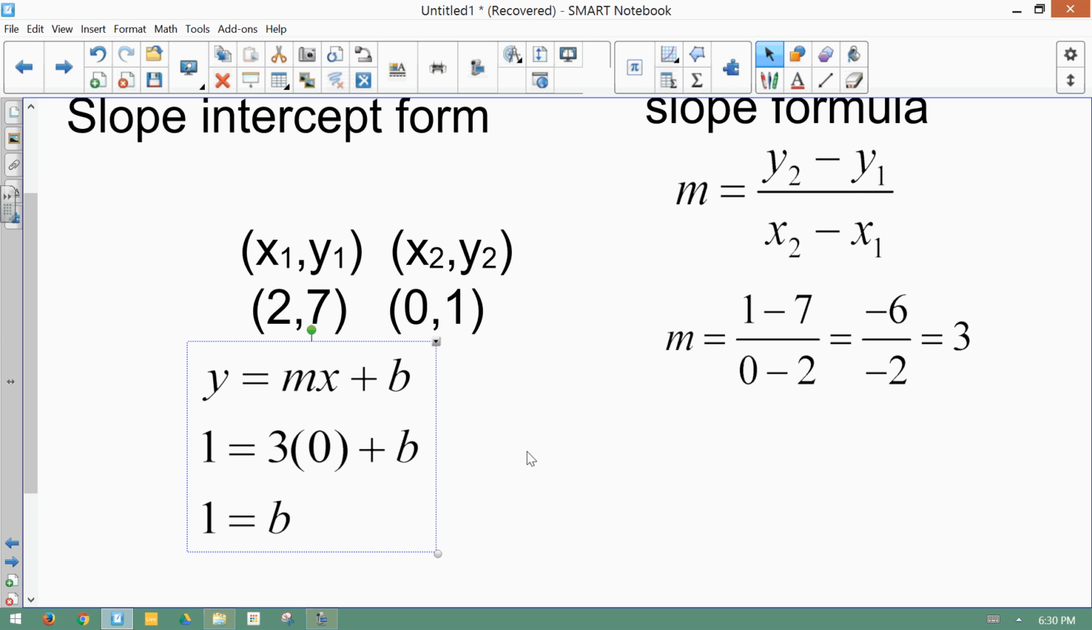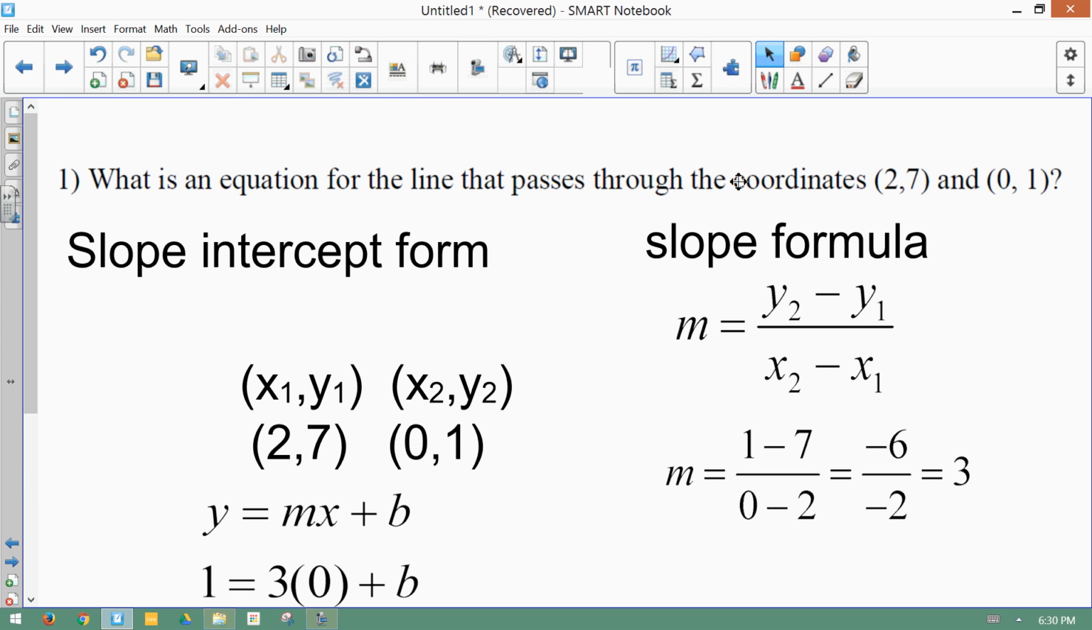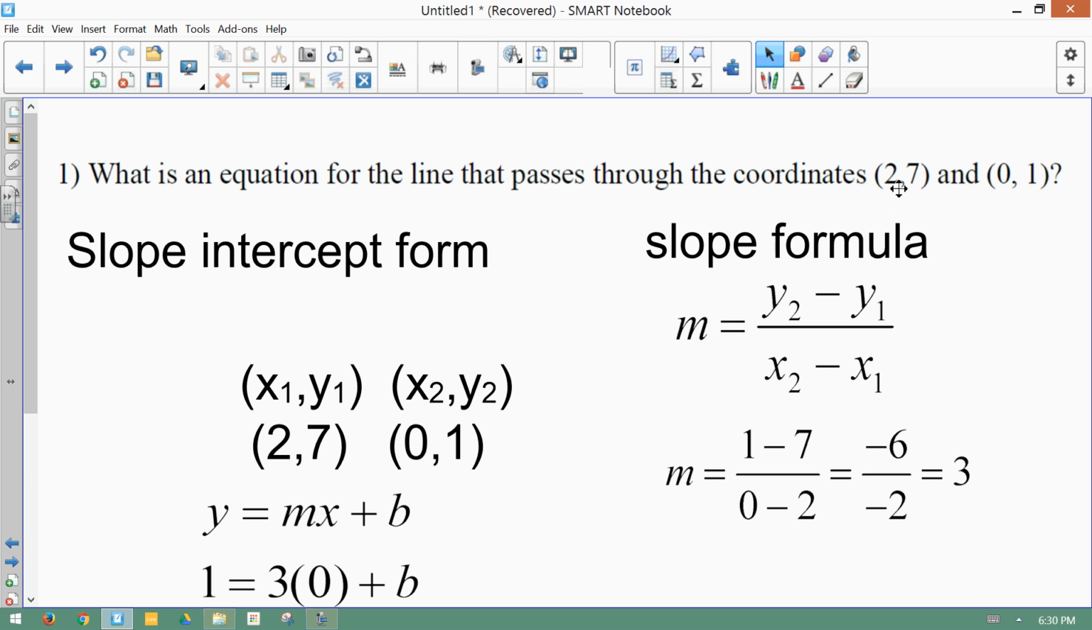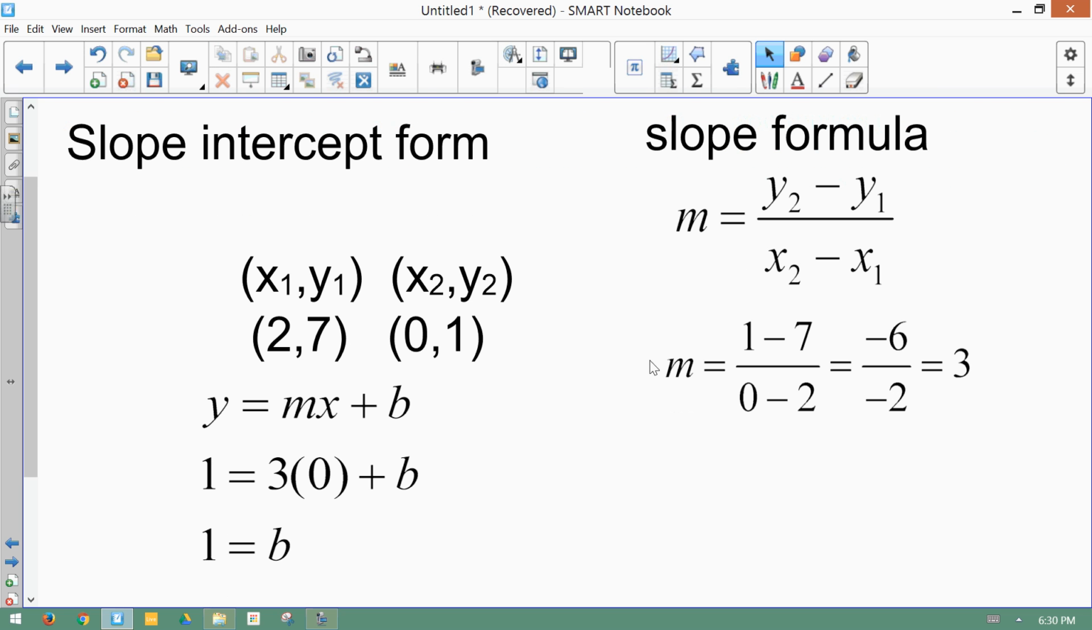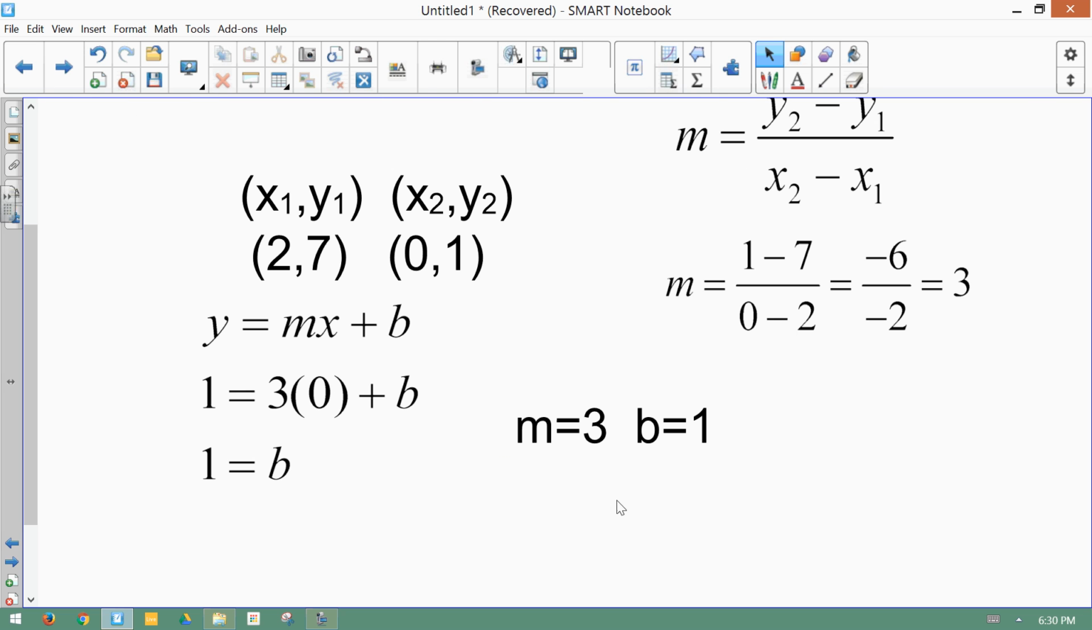(0, 1) is the y-intercept. So the equation of our line that goes through the coordinates (2, 7) and (0, 1), since m is equal to 3 and b equals 1, is y equals 3x plus 1.